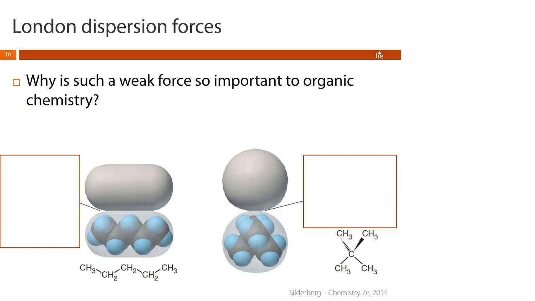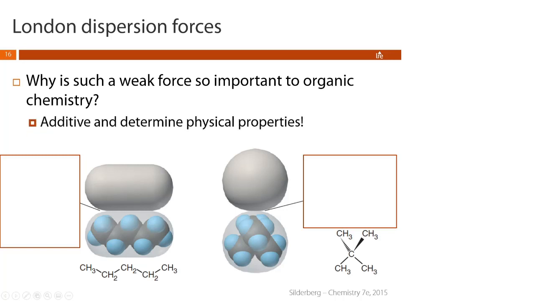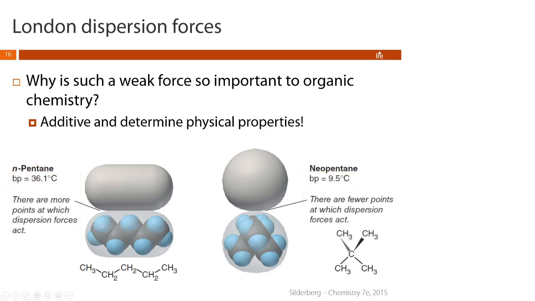So why is such a weak force so important to organic chemistry? Well, the reason is because it's additive and it helps determine the physical properties. So let's take a look at these 2 molecules right here. This molecule on the left is normal pentane, and the one on the right is neopentane. And they both have the same molecular formula. They both have 5 carbons and 12 hydrogens, but they have radically different boiling points.